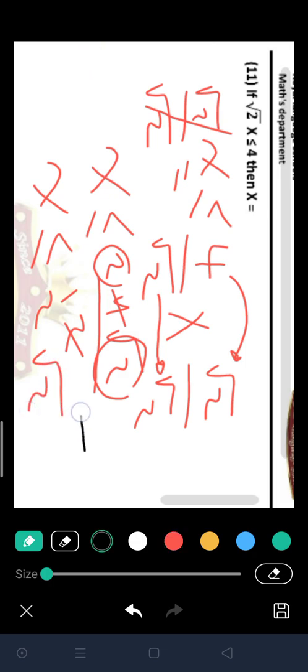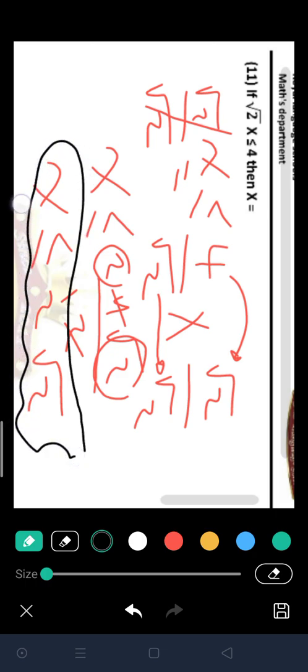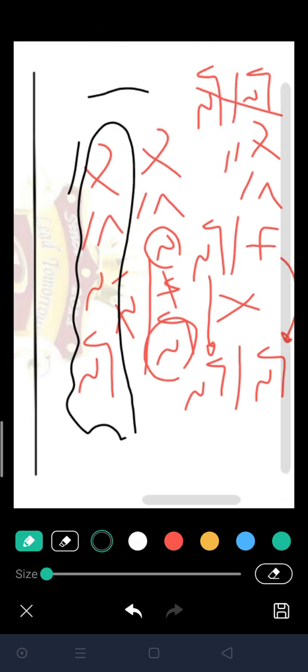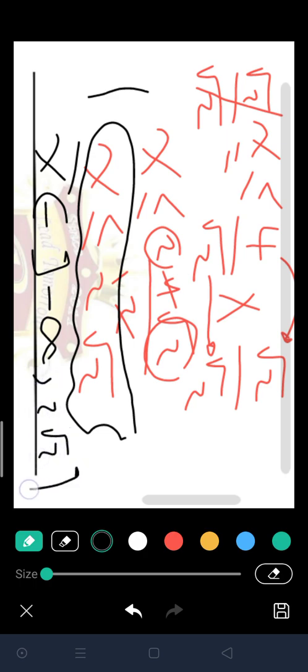And now we can find the value of the variable x. x belongs to the interval from negative infinity to 2 root 2, closed because it is less than or equal to. This is the value of the variable x.